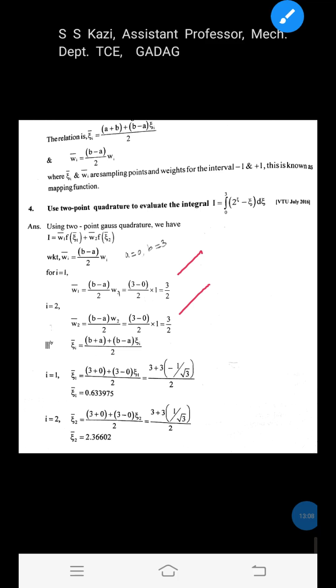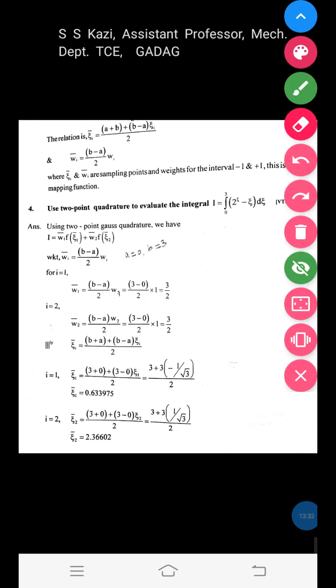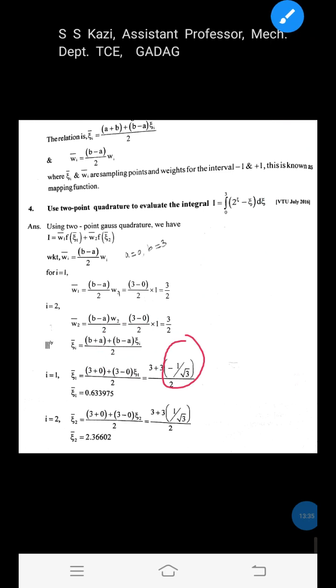Zeta i bar can be calculated by using this formula: (b plus a plus (b minus a) into zeta i) divided by 2. Now you calculate zeta 1 bar by substituting b and a as 3 and 0. Zeta 1 we know is -1 by root 3 for the 2-point method, and zeta 2 is equal to +1 by root 3. Substituting zeta 1 as -1 by root 3, we get zeta 1 bar is equal to 0.6339. Zeta 2 bar you calculate by using the same formula, substituting zeta 2 as +1 by root 3, and we get zeta 2 bar is equal to 2.366.